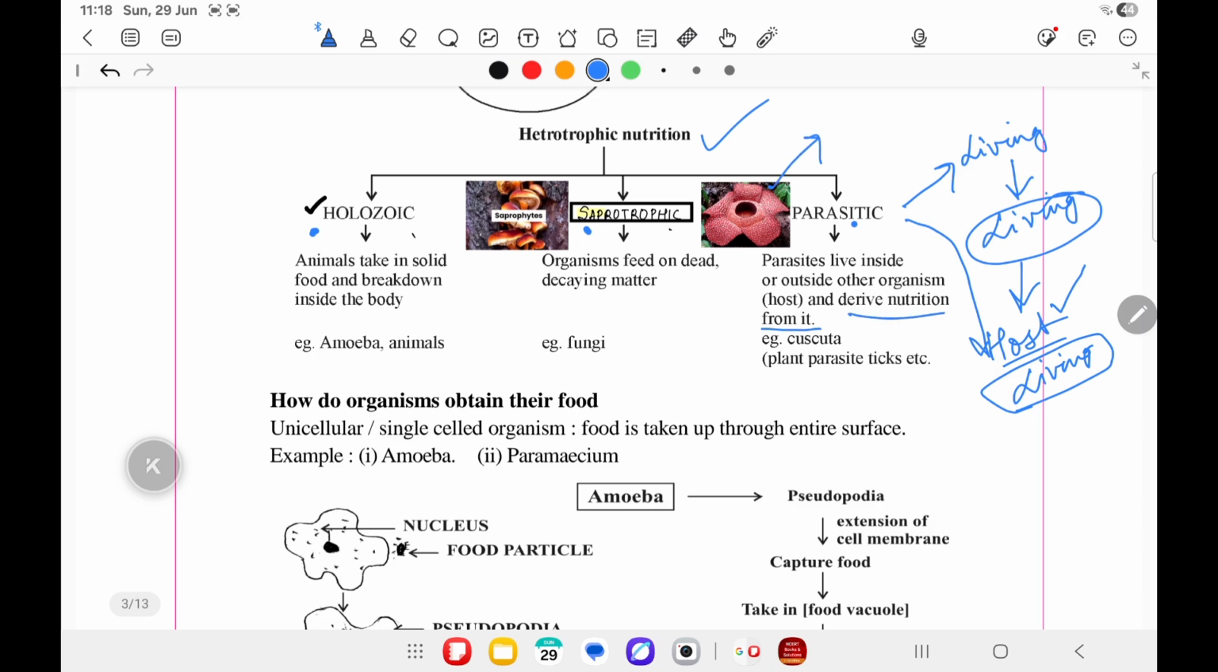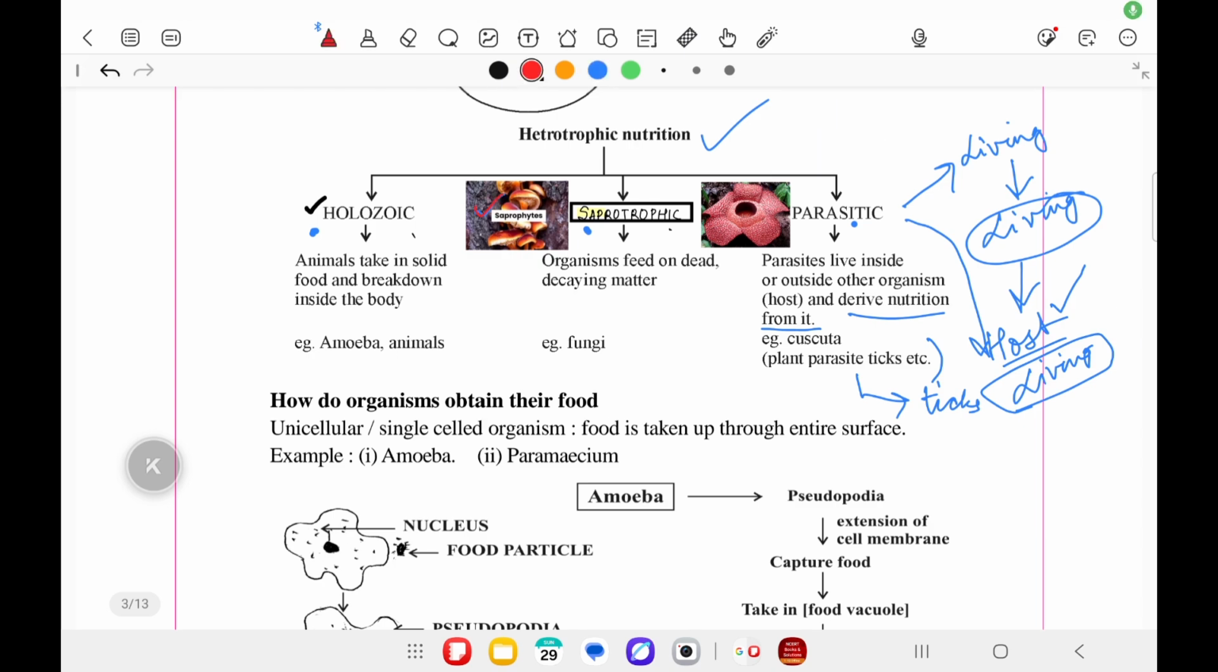For example, this is a picture of the Rafflesia plant. Other organisms like ticks are also there. These are also known as parasites.